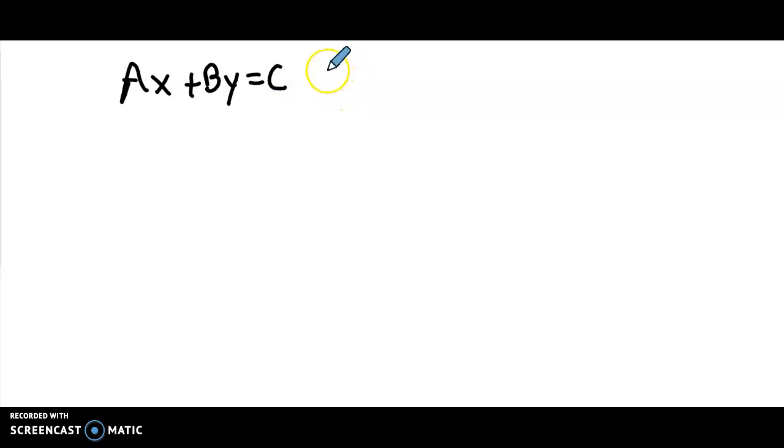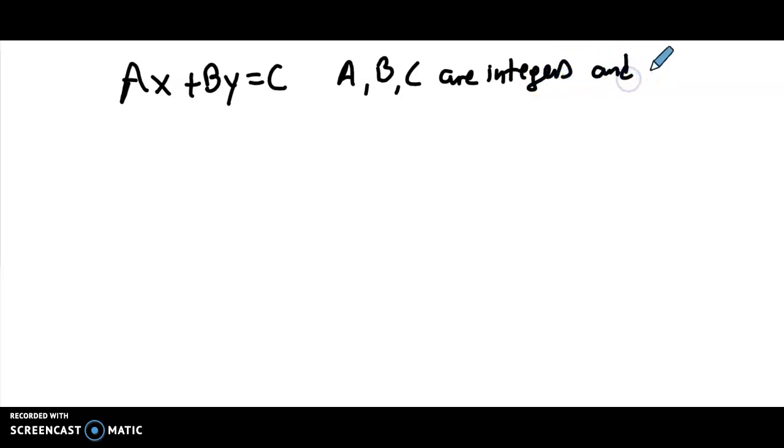Ax plus By equals C, where A, B, C are integers. And we prefer A to be positive. So your final answer should have the first integer, the number beside the x, to be positive. What we want is the x's and the y's together on one side, and the number by itself, not associated with any variables, on the other side. So let's be specific with some examples.